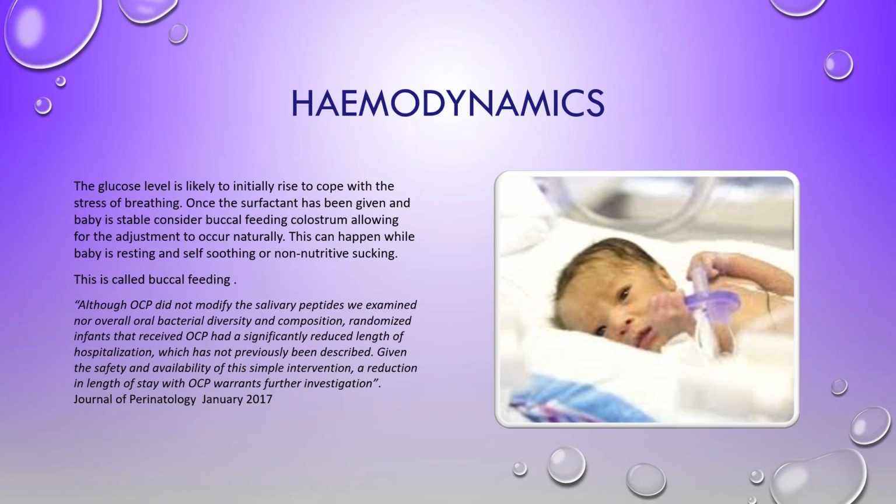Once surfactant has been given and the baby is stable, we must consider buccal feeding of colostrum, allowing for the adjustment to occur. This happens when the baby is resting and self-soothing, or non-nutritive sucking. Why do we give colostrum early? Colostrum has been shown to help the lung and help the brain early on. If we can get that colostrum in as quickly as possible, even if we feed small doses, even 0.5 of a ml, even 0.1 of a ml, it starts doing the work.